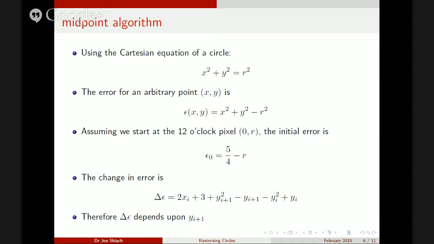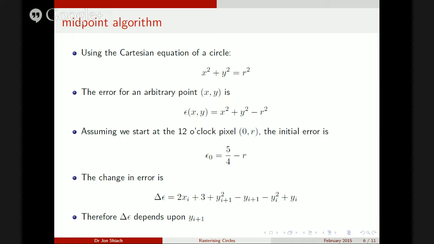Okay, we don't know what that value is. We know xi and we know yi because we've just illuminated them. We don't know what yi plus 1 is. So what I can do is derive an expression for the change in error, which will be a function of xi, yi, and yi plus 1. To do that, I'm going to use this function up here.